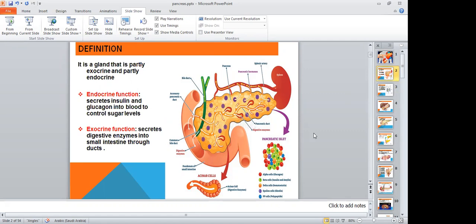Regarding the endocrine function, many cells are responsible for producing different materials, like the alpha cells for glucagon, beta cells for insulin and amylin, and so on. These cells, called the pancreatic islets, secrete the materials into the bloodstream to regulate the sugar levels, while the exocrine function is carried out by the acinar cells, which are responsible for producing the digestive enzymes that are secreted into the small intestine through the ducts.